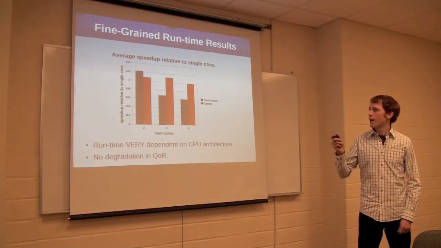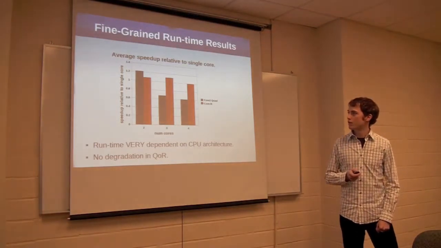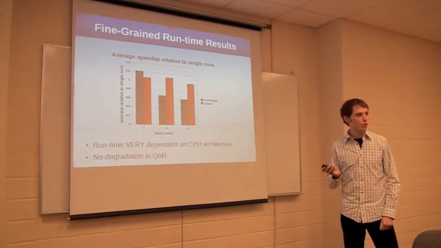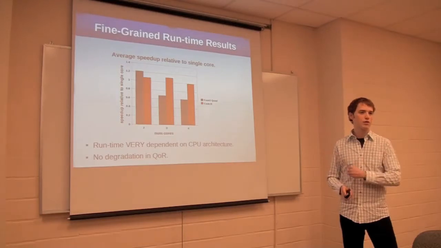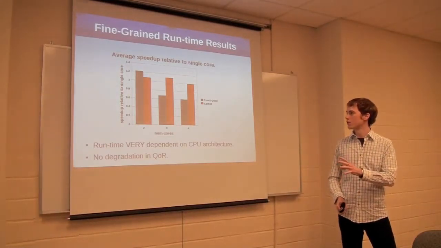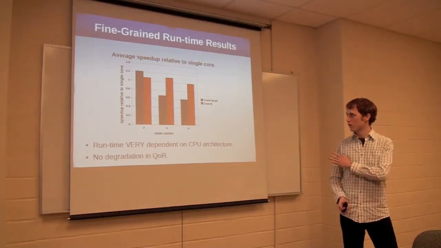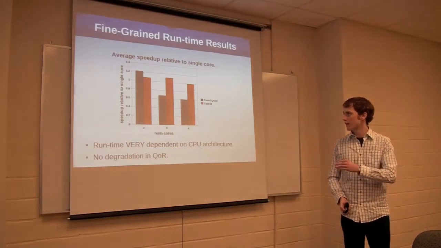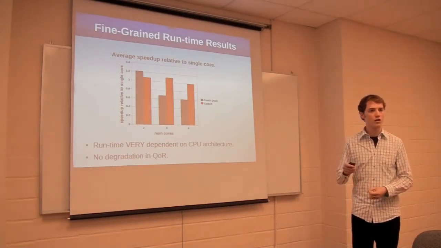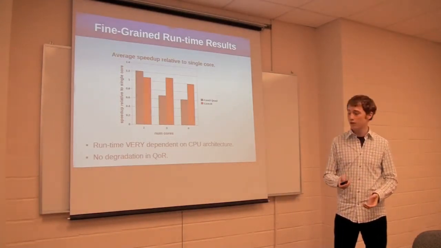On the y-axis is the speedup relative to single core, and on the x-axis is the number of cores that we ran, and we have two bars for the two different architectures. So this is kind of a negative result in that we see that it doesn't really scale past two cores. We get an okay result with Core 2 Quad with two cores, really because all of our synchronization can happen in the L2 cache.